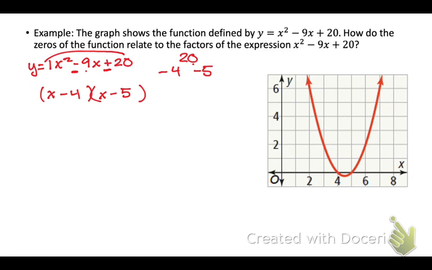Bladen, what am I going to do next? You make them equal to 0. You're going to set them both equal to 0. And x is going to be equal to smallest to biggest.